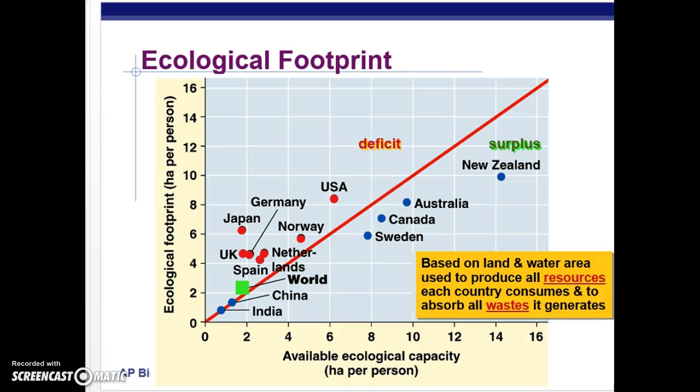This is another depiction showing that ecological footprint, and this one is based on available ecological capacity. HA is hectares, and it shows the ecological footprint per person.